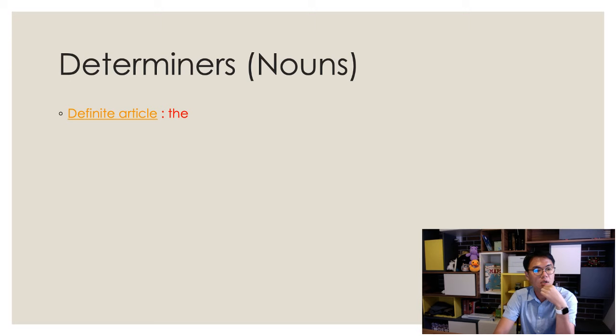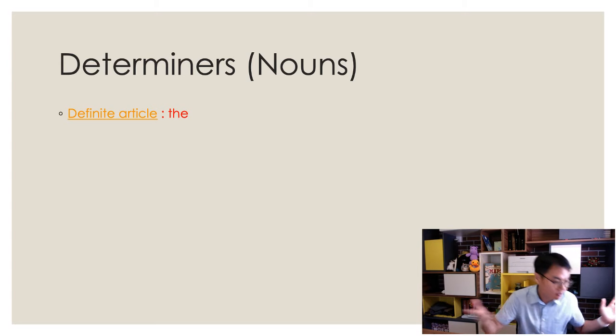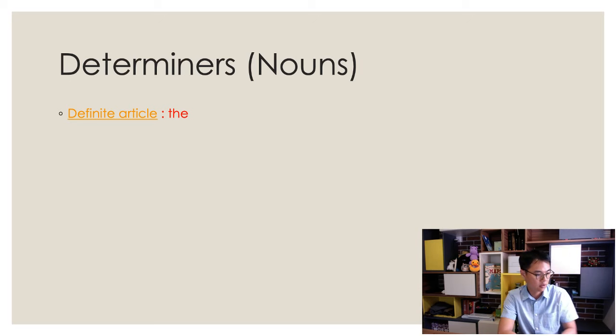For example, the. The is a determiner, right? The tells you that the noun has appeared once before in a previous sentence. If the noun is appearing for the very first time, we don't use the word the. What do we use? Anyone? If a noun is appearing for the first time, I don't say the elephant. What do I say?